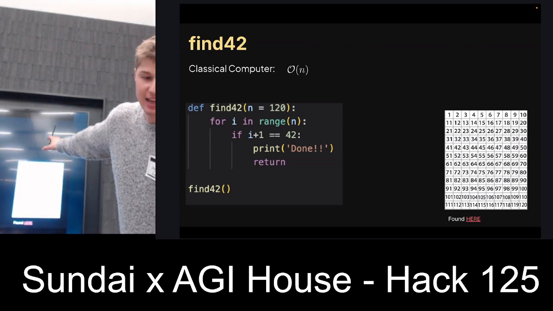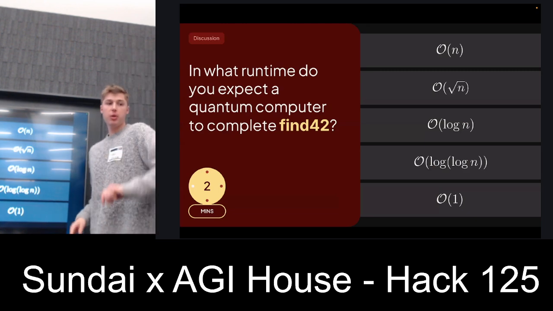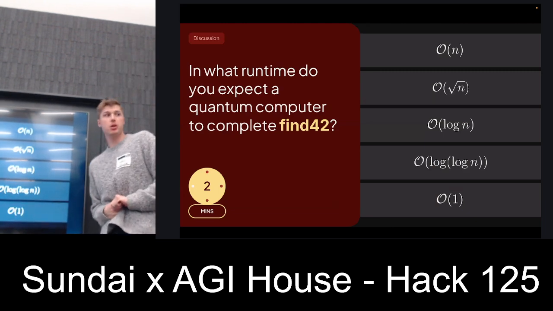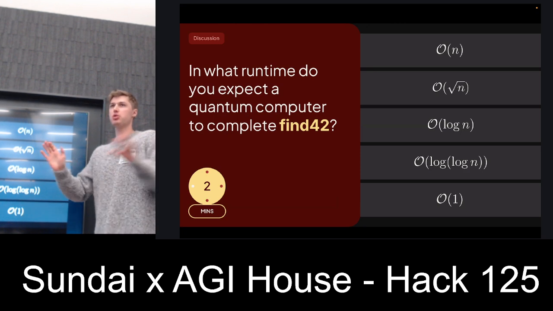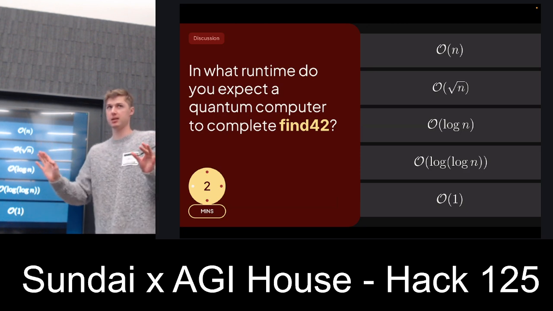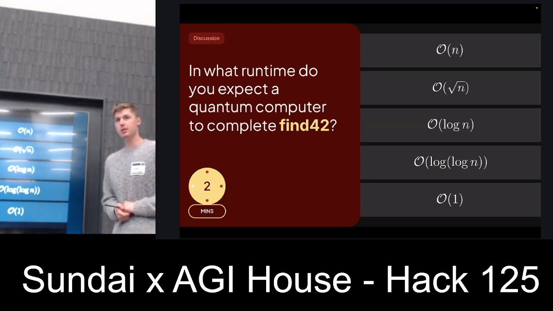Yeah. Excellent. All right, now, in what runtime do you expect a quantum computer to complete find 42? Based on what you know so far about quantum computing from pop science. I would expect it to be the square root of it. Okay. Anyone else? Maybe the last one. Big O of 1. I don't know. I'm kind of thrown off because, what if it gets lucky and it's like 50%?